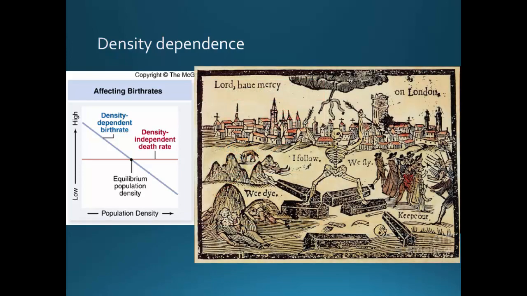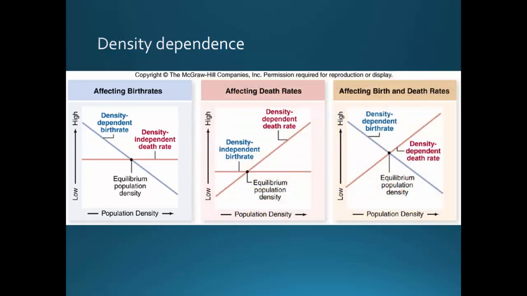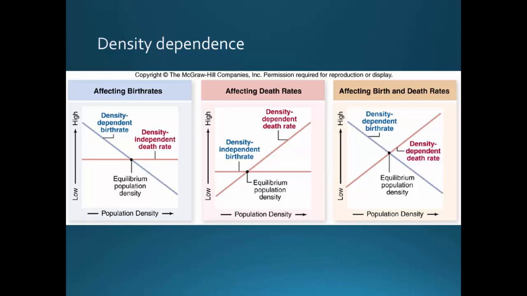For example, with the bubonic plague. It was a big problem in cities where people were at high density, but not a big problem out in the countryside where people were at low density. Finally, both birth and death rates could be density dependent at the same time. In all three of these cases, wherever the birth and death rates are equal, then the population will be at carrying capacity. Note that the Crash Course Biology video does a really nice job of covering density dependence.